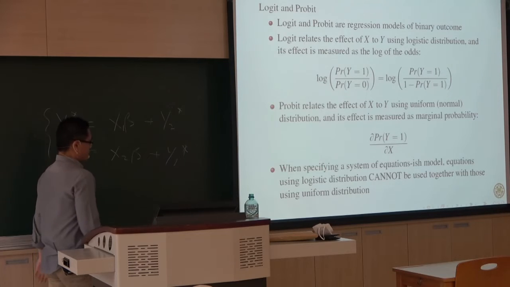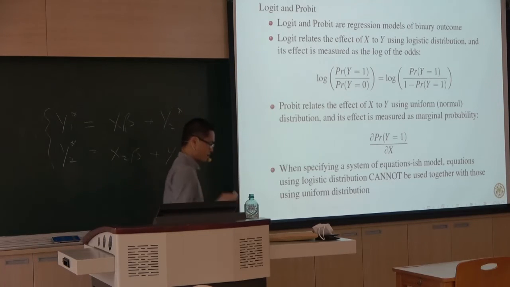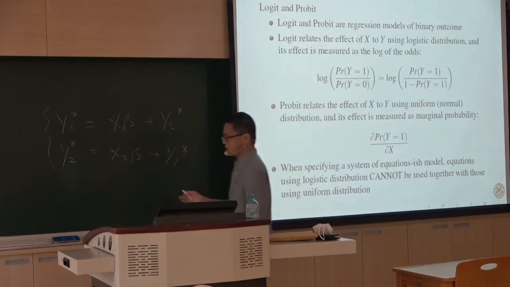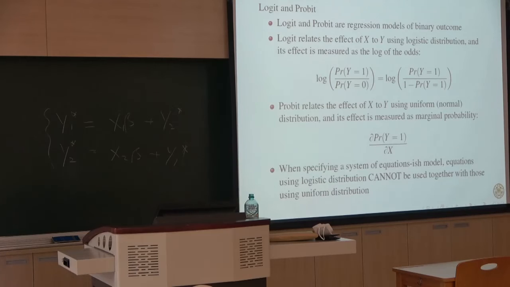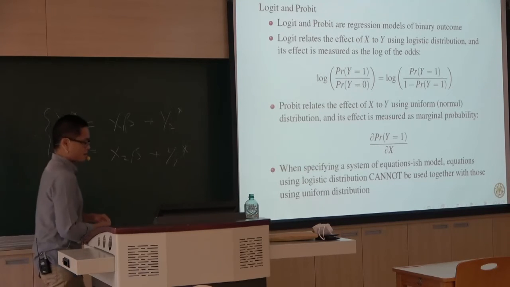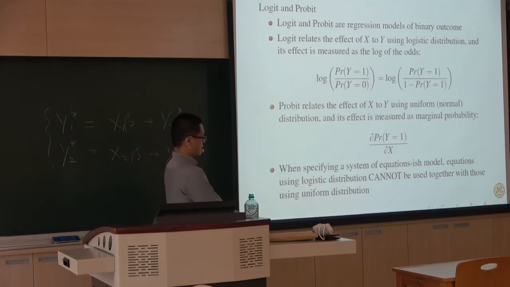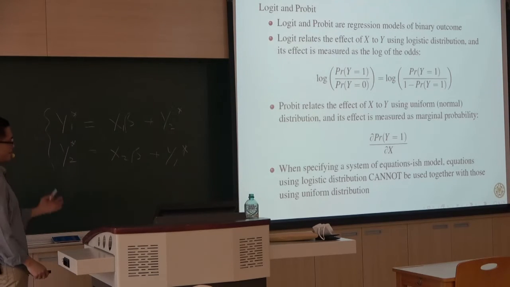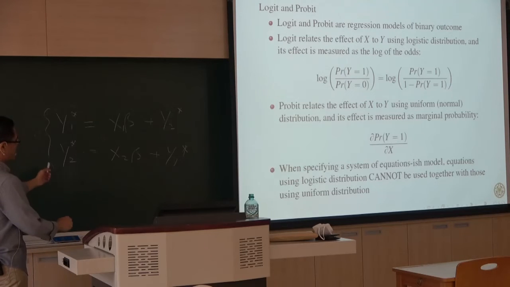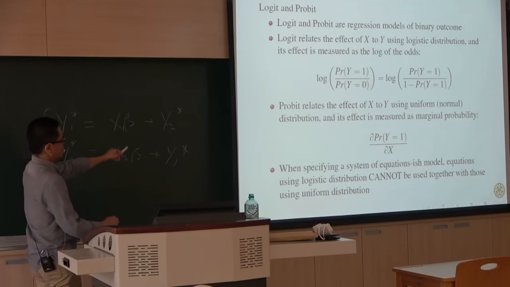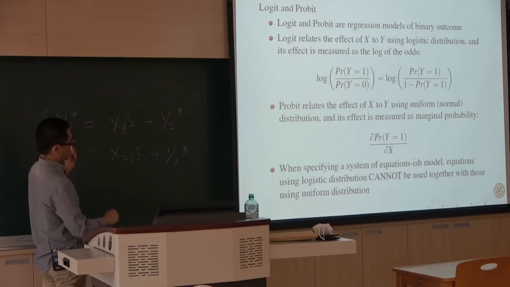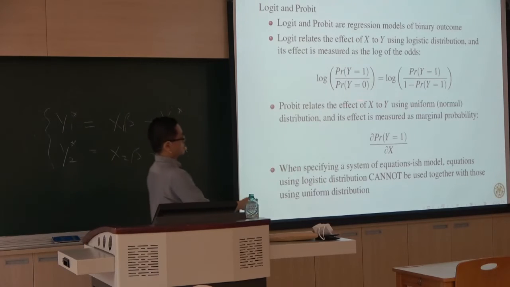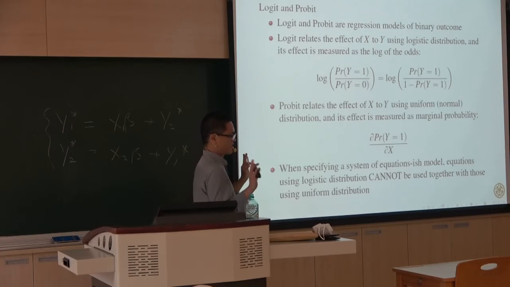And for that, you need to pay attention to the distribution form of those equations, because equations that follow different forms of distribution cannot be used together. One typical case is that some people use probit as their first stage estimation and then insert the estimated value into the second stage estimation, for which they use logit. You cannot do this because the distribution forms are different, right? That's totally wrong.